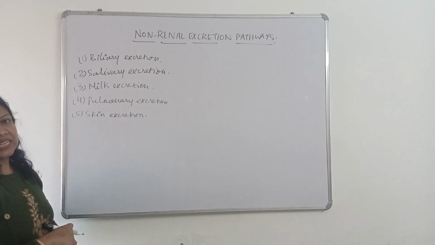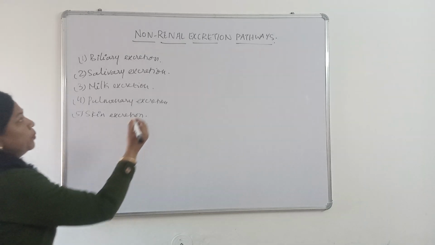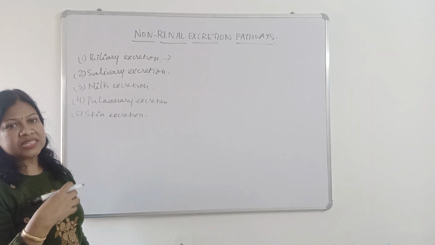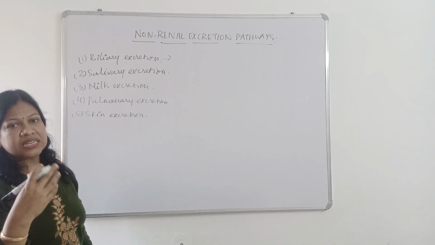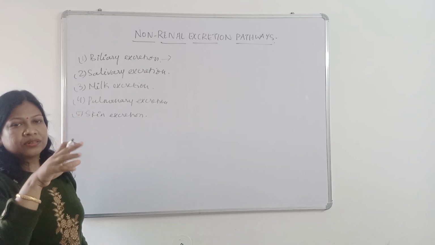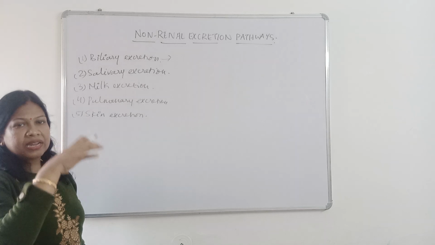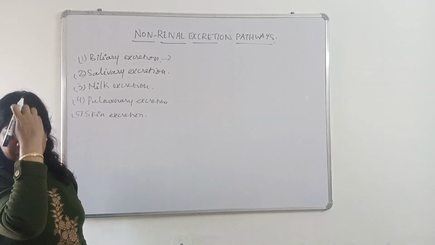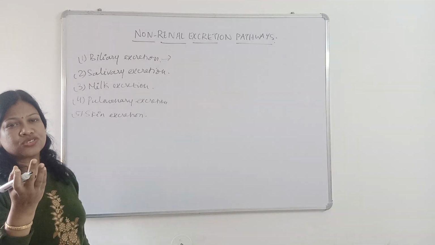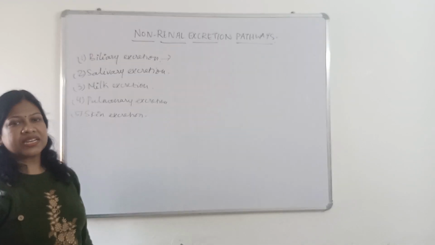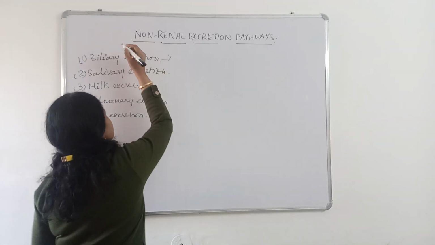So let's start with the biliary excretion of drugs. Biliary excretion of a drug means excretion of the drug through bile. Once the drug is orally administered, the drug will reach the stomach, intestine, and then the liver. Through the liver it will reach the bile, and from the bile, the bile will be secreted into the intestine. So some drugs from the plasma will be secreted into the bile, then the intestine, then the liver, and this type of cycling is known as enterohepatic cycling.